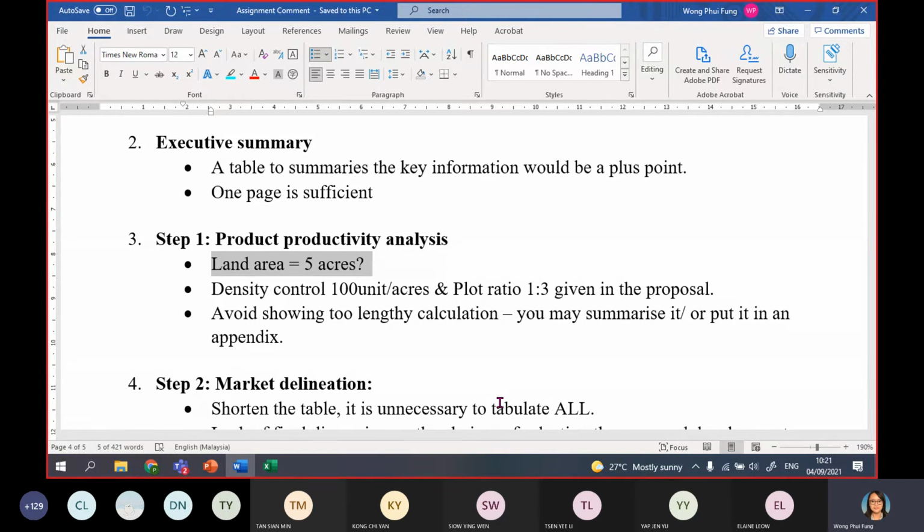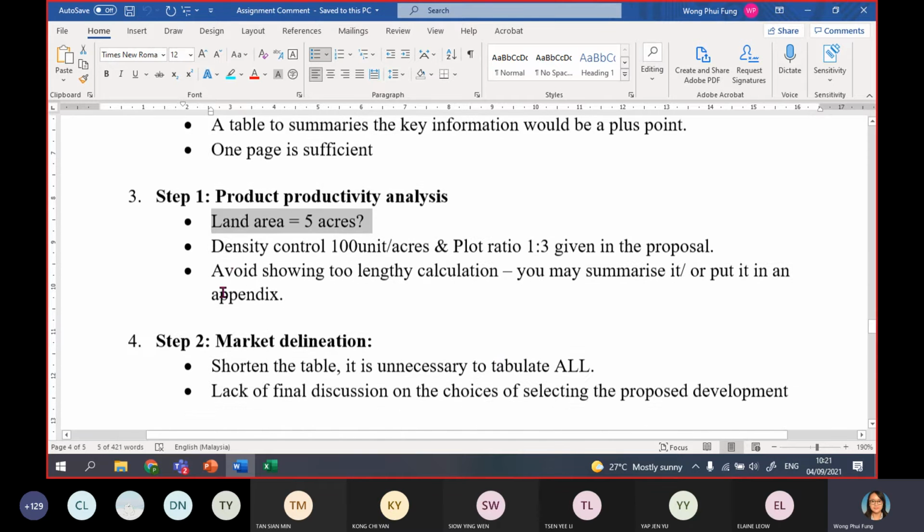So generally, the area I accept is between 3 to 4. If you are more than that, I will just give a message to you, stating that your land area is too large. I didn't deduct any marks.